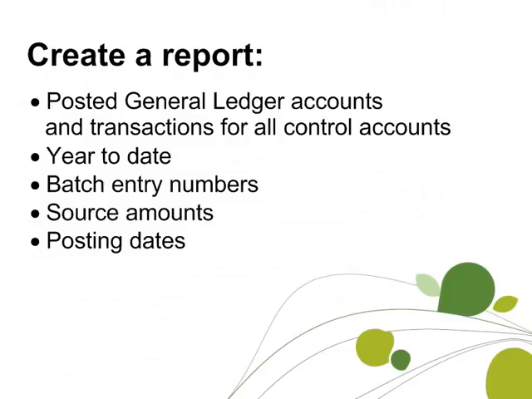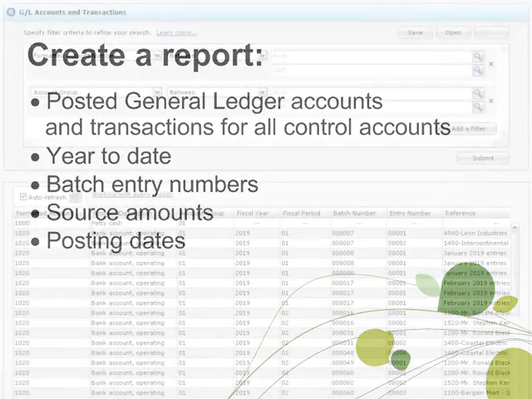Say you want to create a report on a specific set of posted general ledger accounts and transactions for all control accounts for year to date, including details of batch entry numbers, source amounts, and posting dates. You can easily use filters to retrieve this information from your database.